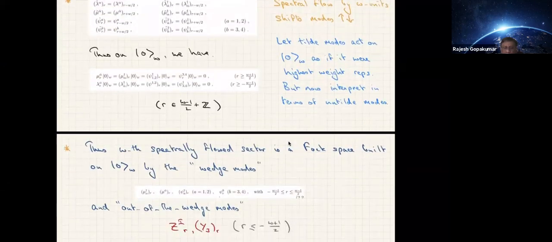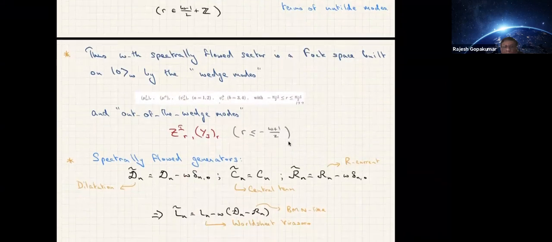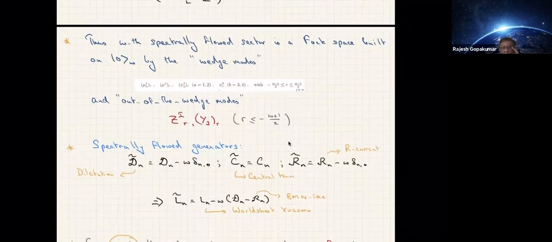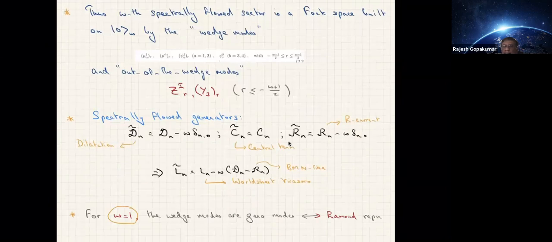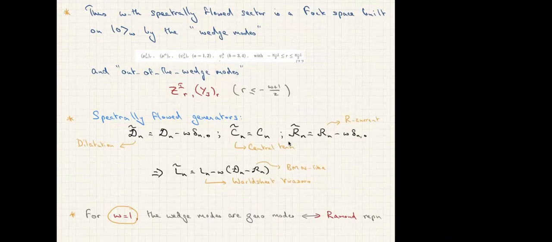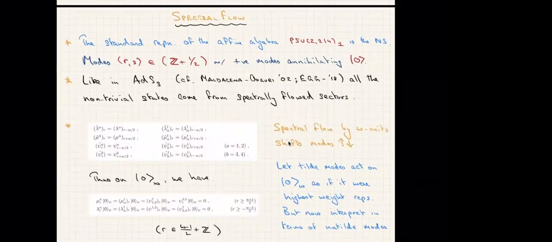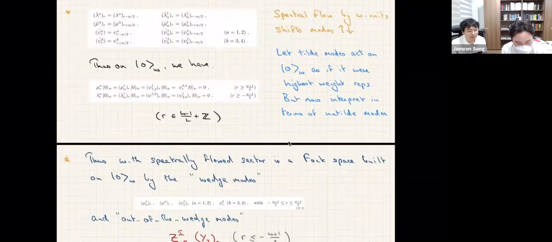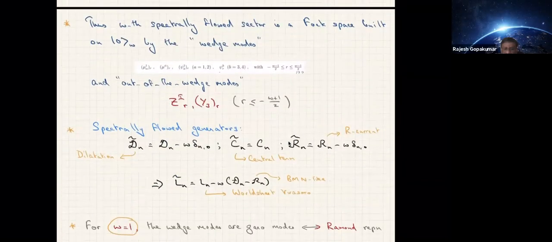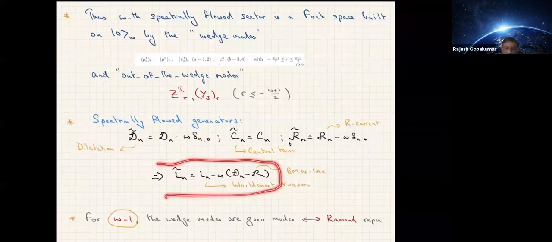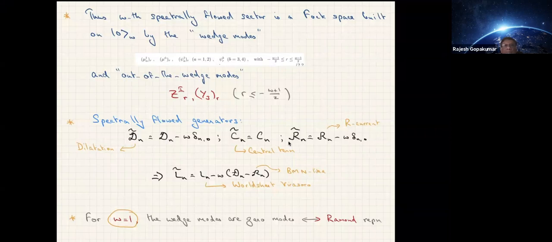So when you consider the Wth spectrally flowed sector, you can view it as a Fock space. Now you have a free field. I have a question. Yes. In the spectral flow, how is the Virasoro generator flowed? Is it the same as AdS3? Yeah, it's very similar. I have it here. I'll just mention it momentarily, but yes, it's very similar to AdS3.